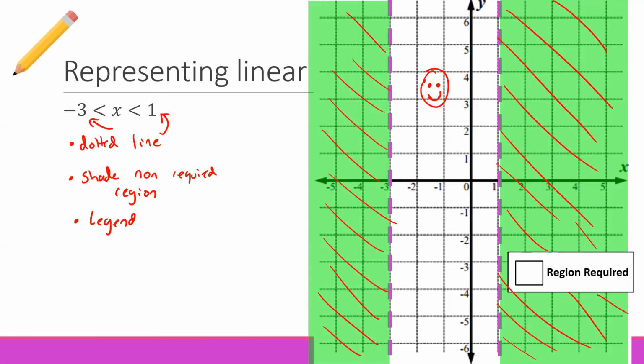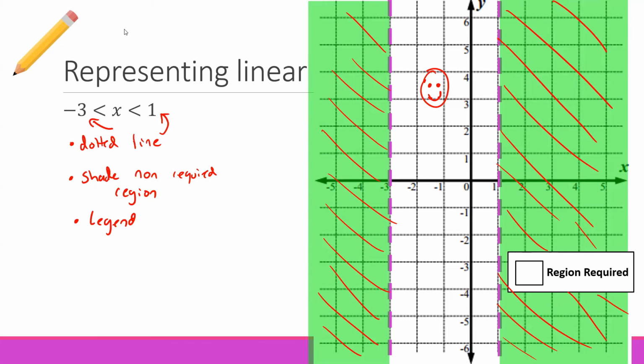If we had -3 is less than X plus Y, then we'd be dealing with 2 letters. That's what we might talk about in tomorrow's lesson, how you would deal with it if we had 2 letters, but we're not going to be dealing with that today.